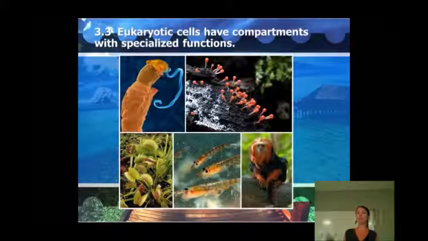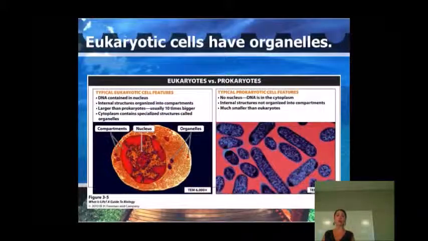Eukaryotic cells have these compartments with specialized function. Whereas the prokaryotes are very simple, very primitive, they're lacking in these compartments inside of the cell. The eukaryotic cells have compartments and organelles that allow them to carry out specialized functions. So eukaryotic cells have organelles. Here you can see this TEM, which stands for, I believe, a transmission electron microscope. Here we're looking at 6,000 times. Here we're looking at a bacteria that's 10,000 times.